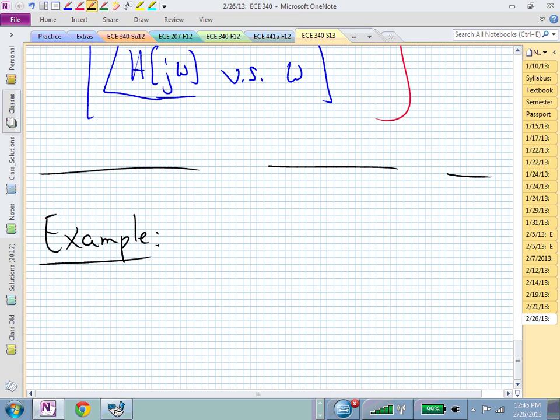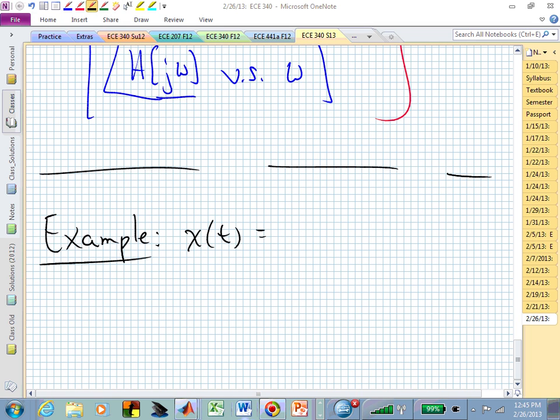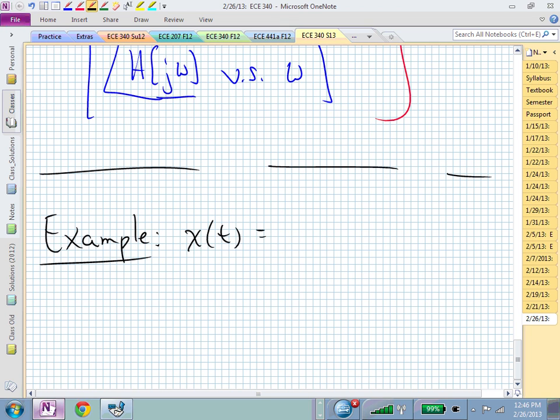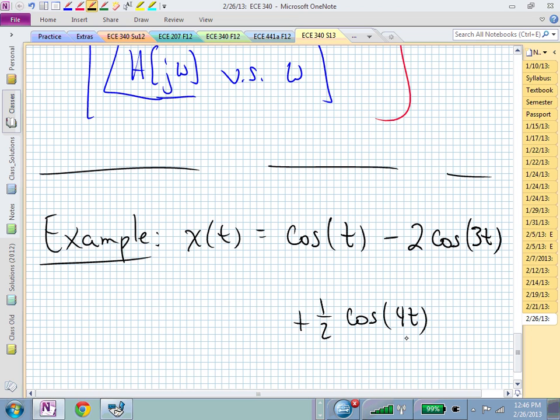Suppose that I now do give you the analytical expression for that x of t that I put a minute ago in this figure. Maybe that's not clear what that is in terms of component parts or component frequencies, but it's actually cosine of t minus 2 cosine of 3t plus 1/2 cosine of 4t.